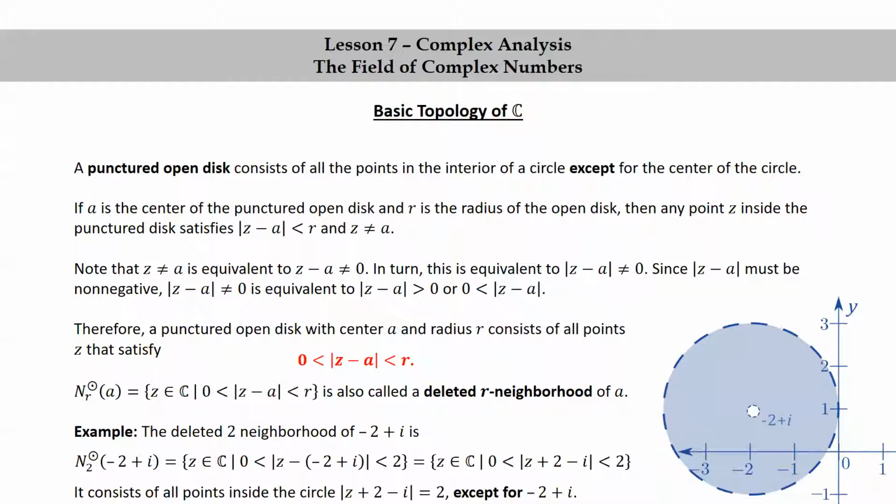Here's a picture of the deleted 2 neighborhood of -2 plus I. You can see that the center, -2 plus I, is not included in this set because there's a little open dot there. The rest of the interior is shaded to indicate those are included, and the boundary is dashed, indicating that the boundary is not included.